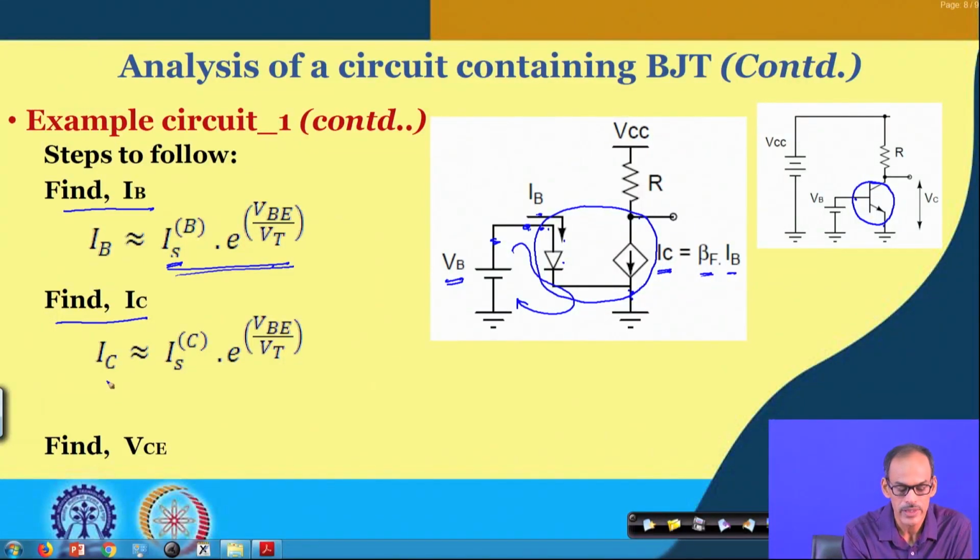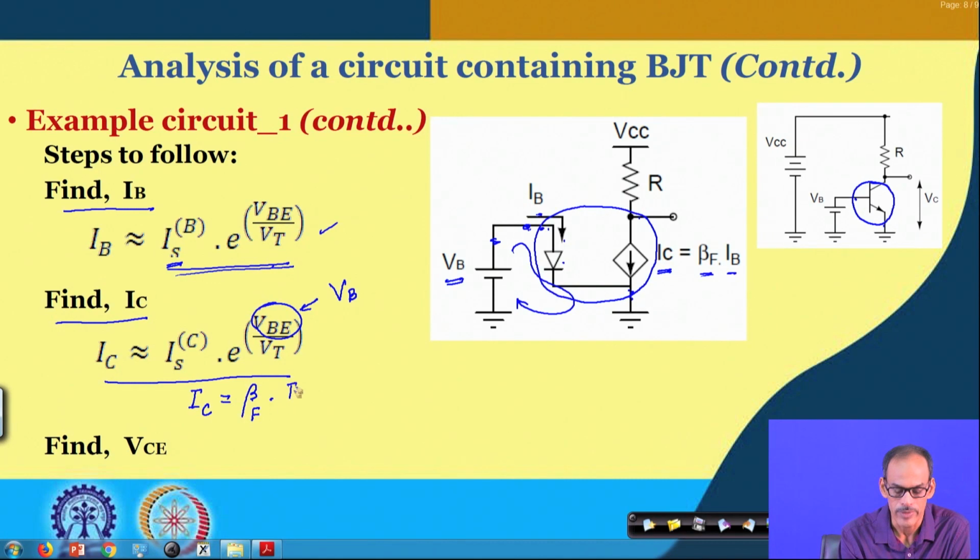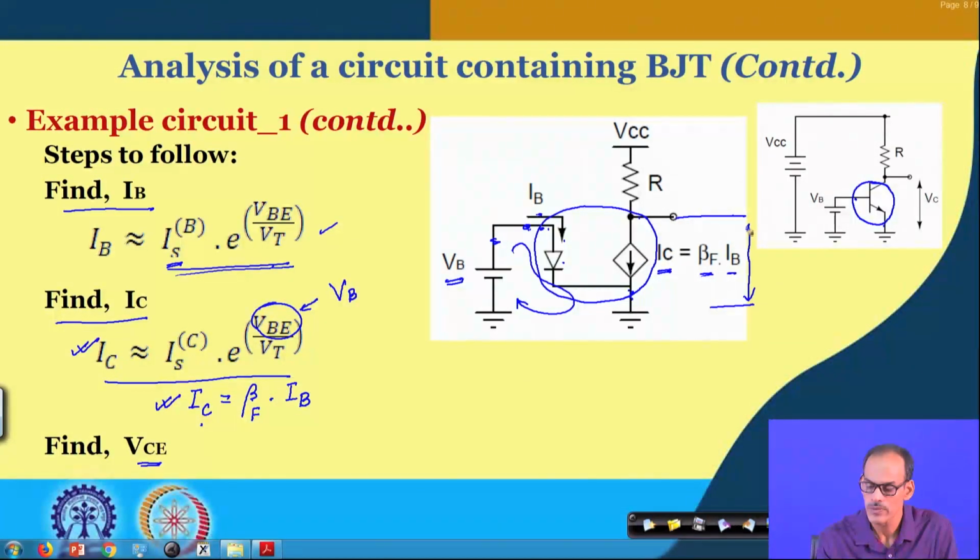Now, once we find the base current, the next step is to find the collector current. For the collector current, either we can directly use this equation, because the base emitter voltage is given to us, which is nothing but the VB, or we can use this equation and multiply with beta f to get the Ic current. So, we get Ic equals beta f into Ib. Once we find this collector current, our next step is to find the collector to emitter voltage VCE.